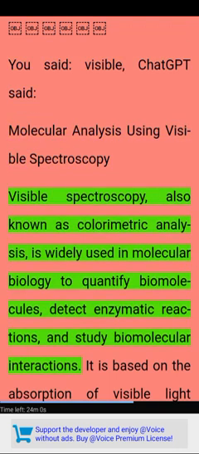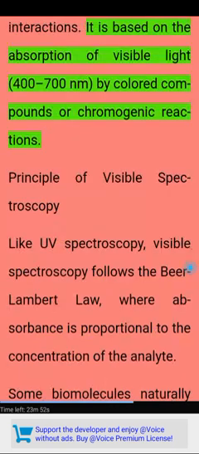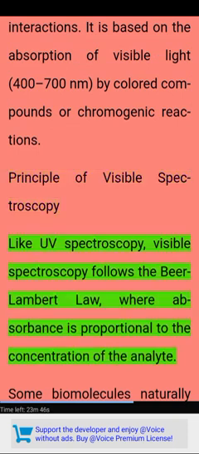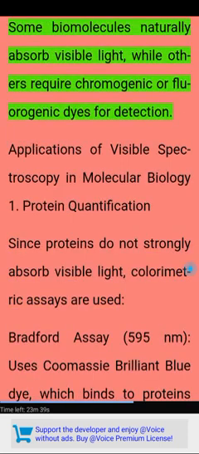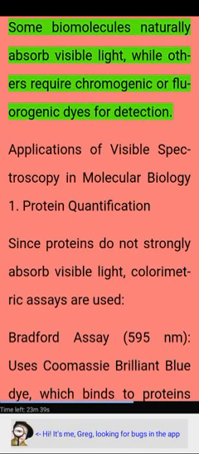Visible spectroscopy, also known as colorimetric analysis, is widely used in molecular biology to quantify biomolecules, detect enzymatic reactions, and study biomolecular interactions. It is based on the absorption of visible light (400-700 nanometers) by colored compounds or chromogenic reactions. Principle of visible spectroscopy. Like UV spectroscopy, visible spectroscopy follows the Beer-Lambert law, where absorbance is proportional to the concentration of the analyte. Some biomolecules naturally absorb visible light, while others require chromogenic or fluorogenic dyes for detection.